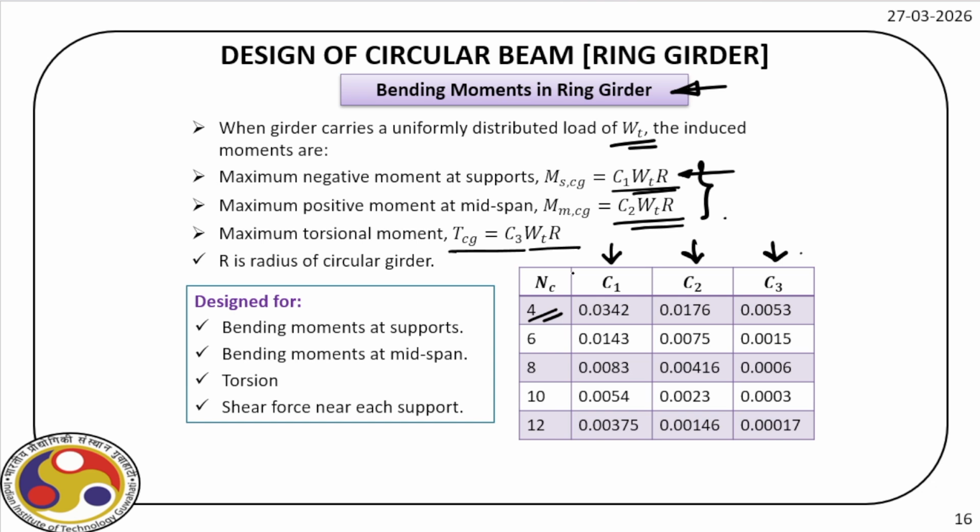So our effective task is to estimate Wt, and we already know from the geometry the value of R. So we can calculate the moments at the support and midspan and also the torsion. Now, once that is done, we have to design against the bending moment at the support, design against bending moment at the midspan, torsion, and shear force near the support. Right. So these are the standard components for beam design. We will also adapt that for this ring girder.